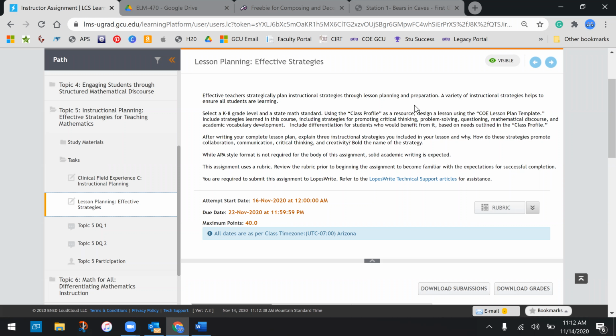And so you're thinking about how can I include opportunities for students to use critical thinking, problem solving, questioning, and mathematical discourse, as well as academic vocabulary development in your plan. And you're also thinking about the differentiation strategies that you're using for your students as outlined on the class profile. So, when you are writing this plan, I want you to think about those strategies that we've been talking about in each of the weeks and embed some of those strategies within your plan.